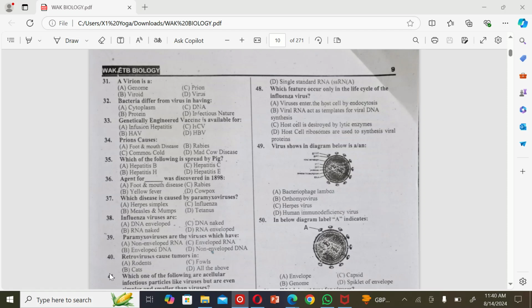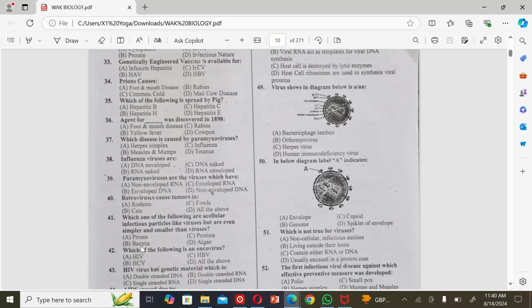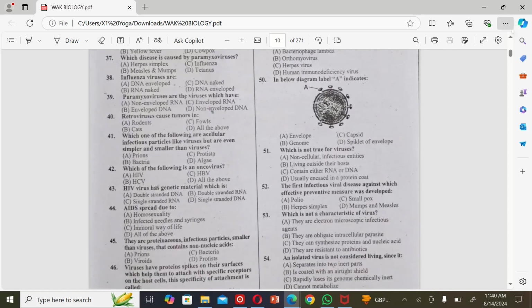The next MCQ is: which one of the following are acellular infectious particles like viruses but even simpler and smaller than viruses? A, prions, B, bacteria, C, protista, and D, algae. The correct option is A. The next MCQ is: which of the following is an oncovirus? A, HIV, B, HCV, C, HBV, and D, all of these. The correct option is A, HIV.